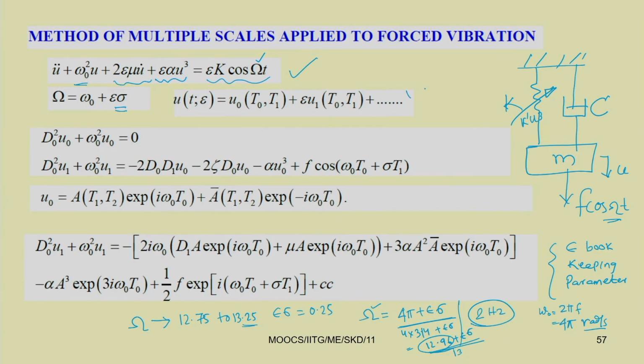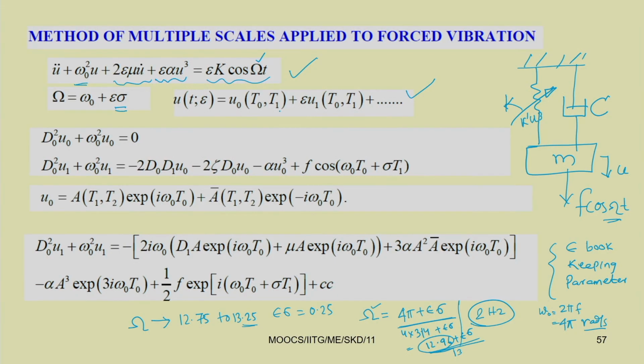Now, again expanding this u(t, epsilon) in this form, u0(t0, t1) plus epsilon u1(t0, t1). We can take two terms, or more terms also, depending on our applications. When you take more terms it will be difficult to solve manually. If you want to solve manually you can take a few terms, but if you can use symbolic software and write your own code, you can take more terms also.